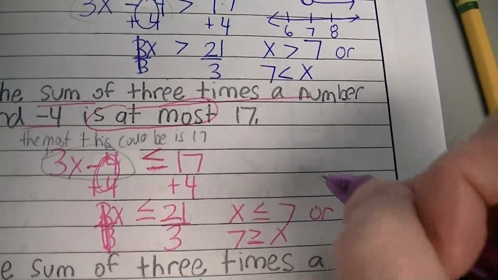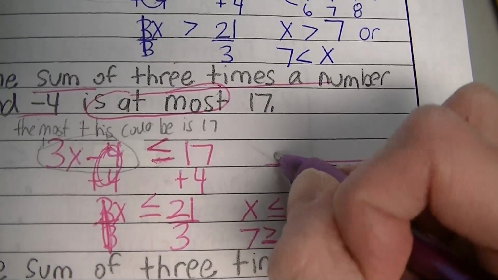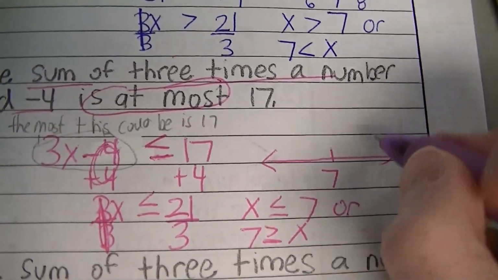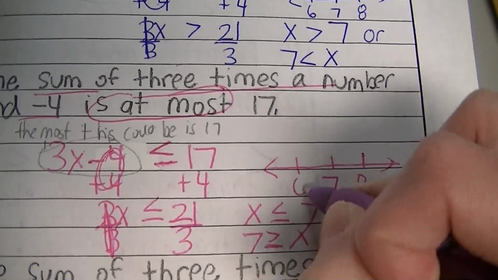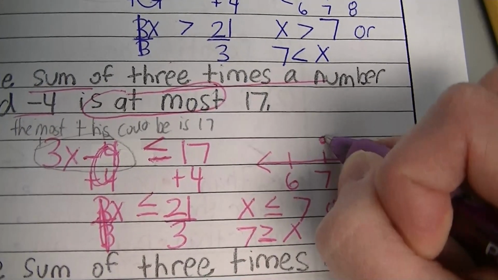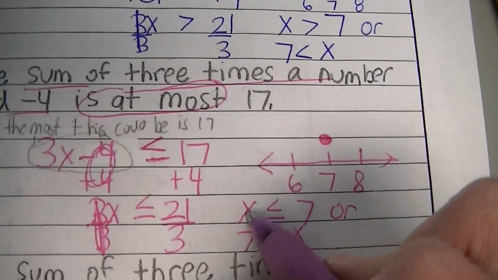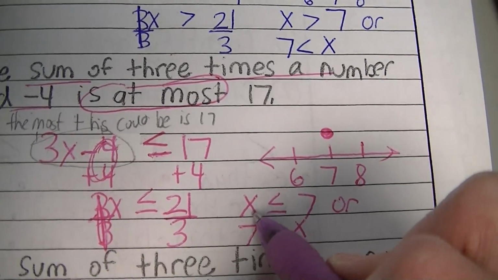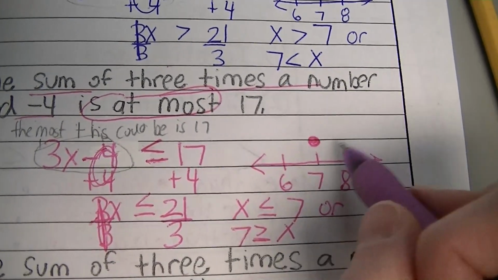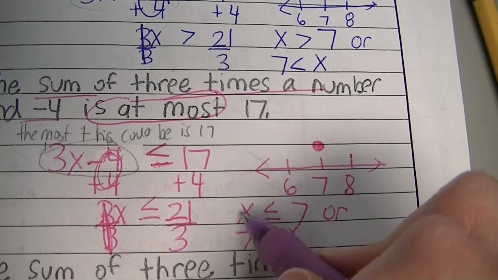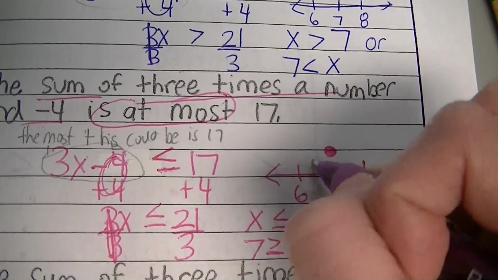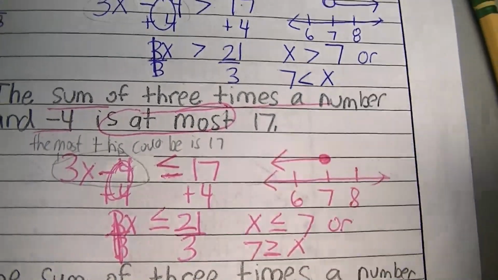So now you're going to go ahead and draw your number line. So we have 7, 8, and then a 6 over here. It could equal 7, so I'm going to fill in the circle right there. And then x is smaller than or equal to 7. So numbers smaller than or equal to 7, but smaller than it would be like 6, 5, 4, 3, 2, 1, and that's all to the left. Okay?